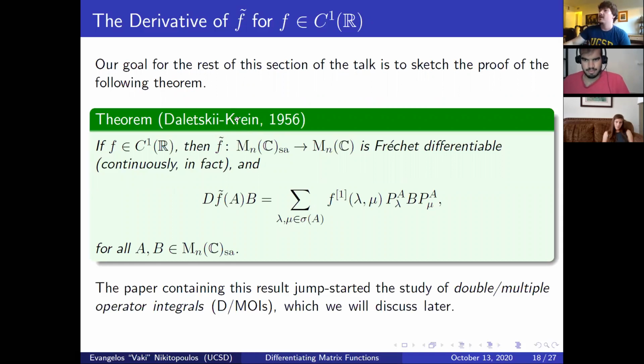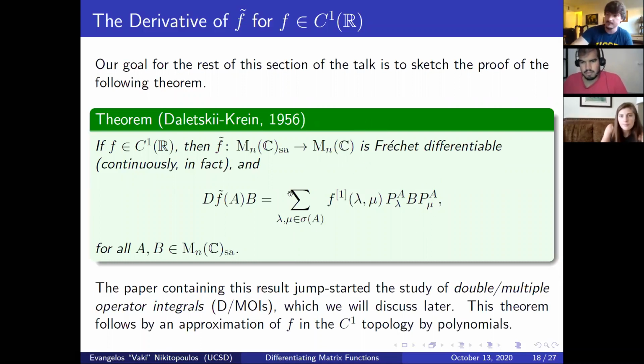Now, this paper from 1956 that contains this result jump-started the study of double and multiple operator integrals, that's DOI or MOI, and we'll discuss that later. That has more to do with the infinite dimensional case. This paper was the first place that the infinite dimensional case arose, and also that this calculation arose. The reason this is called an integral I will make clearer later, but don't worry about it right now. I'll just use these abbreviations for an object such as this for now.